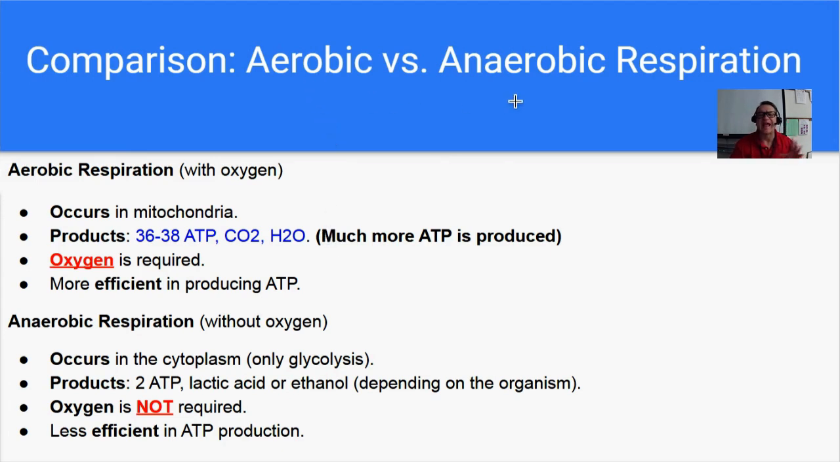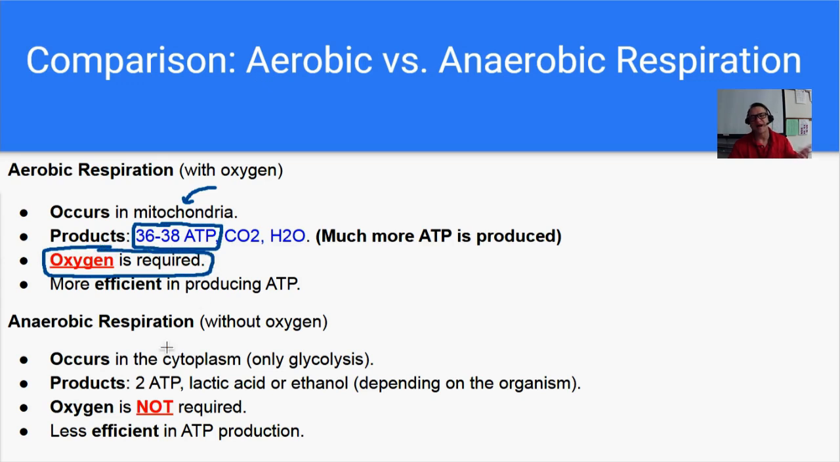Aerobic versus anaerobic respiration. I'm going to give you just what you're going to need to know. So aerobic, it's in the mitochondria. That's what I've just been going over this whole time. It was the glycolysis plus the pyruvate conversion, Krebs cycle, electron transport chain. All that together is aerobic respiration. And here's what you need to know about aerobic. It makes a lot of ATP, 36 to 38 ATP for every glucose. Also, oxygen is required. Oxygen is used in aerobic respiration.